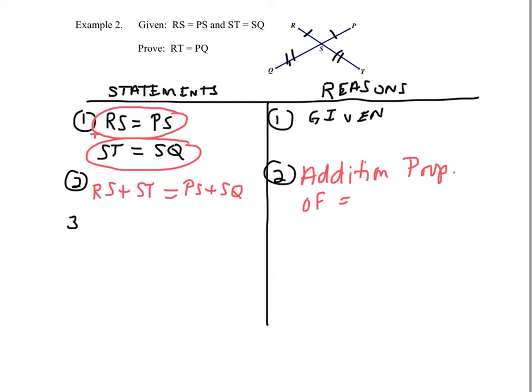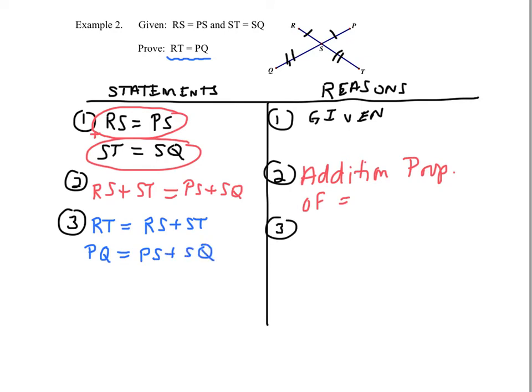In our third step, we need to introduce line segment RT and line segment PQ. So what we're going to do is use segment addition to say that line segment RT is made up of the sum of RS plus ST. And we're going to introduce line segment PQ, the length of it, by saying that PQ is equal in length to the sum of PS and SQ. And again, that's segment addition. So I'm going to say segment addition postulate.